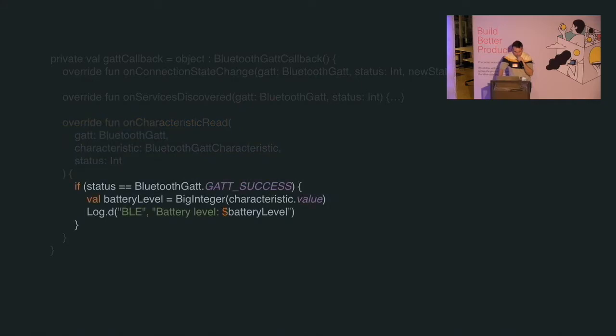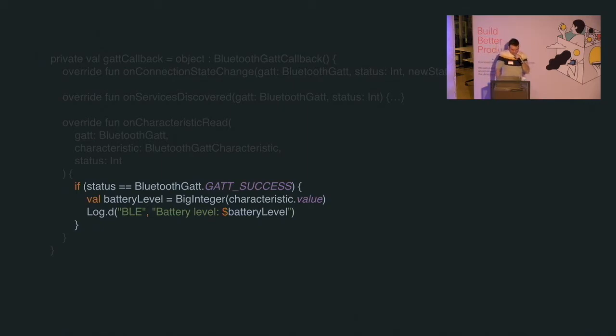So here we do the same thing. We check the status if our request to read that characteristic went through. Now we can read the characteristic.value property in the characteristic object. Before we couldn't do this because it was null. Now that we have explicitly asked the Bluetooth device to read that characteristic, we have a chance to read that value. So that's going to be a byte array. We convert that to a big integer to have something between 0 and 100.